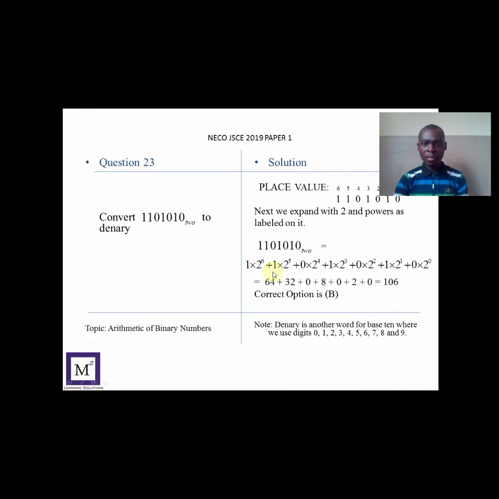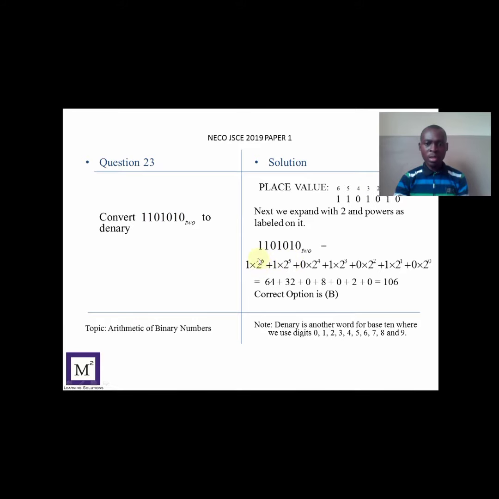We do the same to the next number. 1 times 2 raised to the power 5, 0 times 2 raised to the power 4, 1 times 2 raised to the power 3, 0 times 2 raised to the power 2, 1 times 2 raised to the power 1, and then 0 times 2 raised to the power 0. We do this because we are working in base 2. And these numbers that are powers are used to establish their place value.